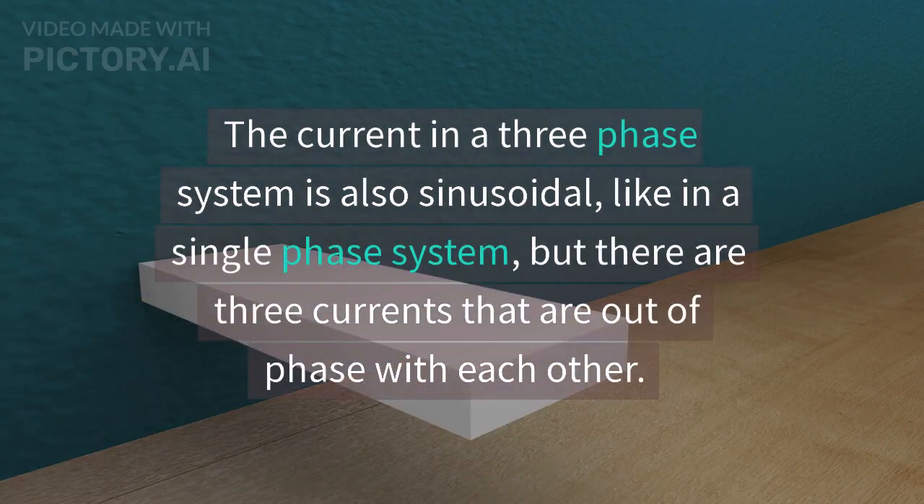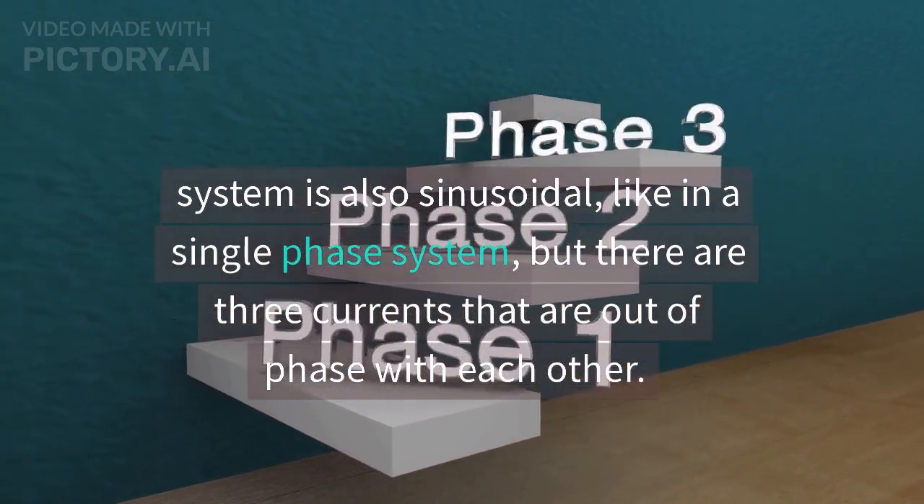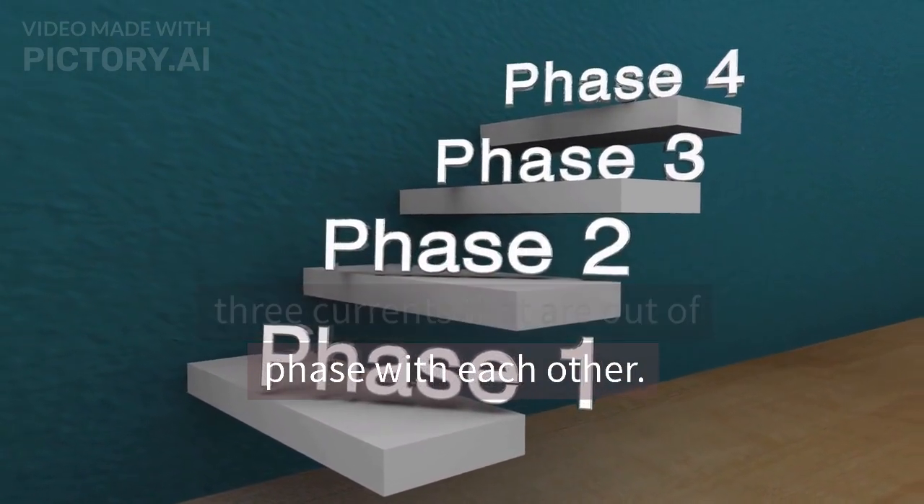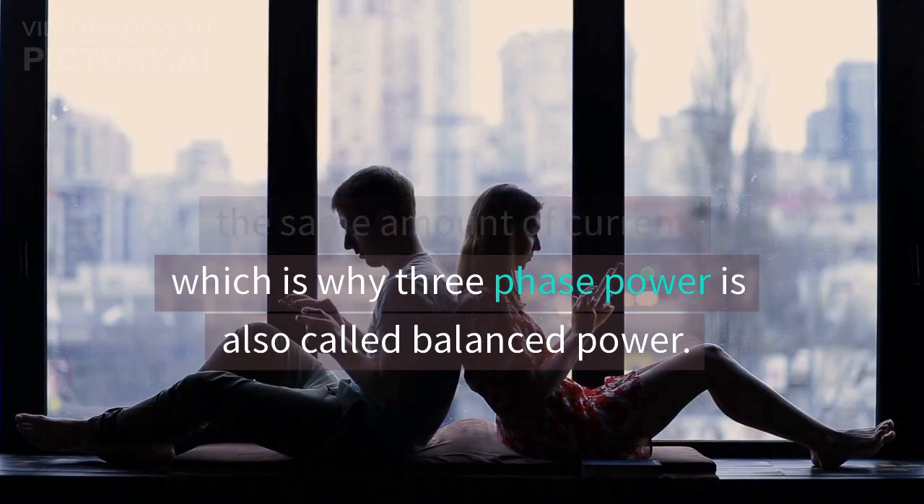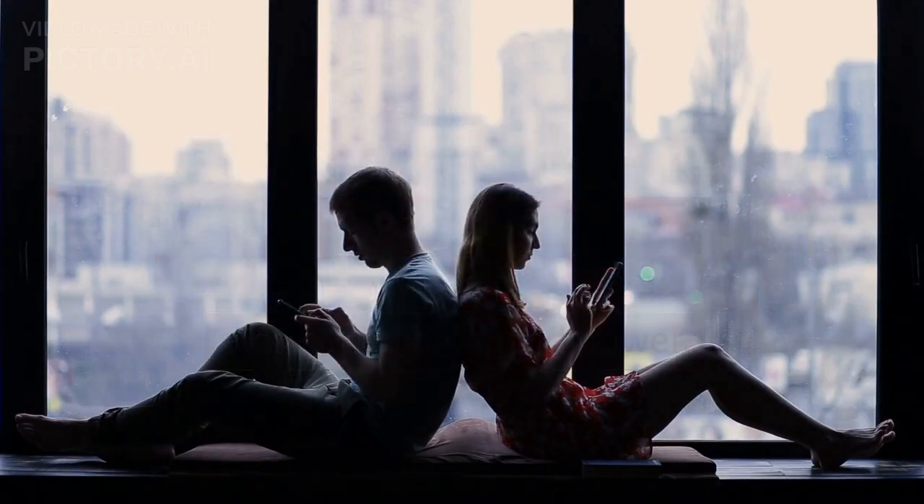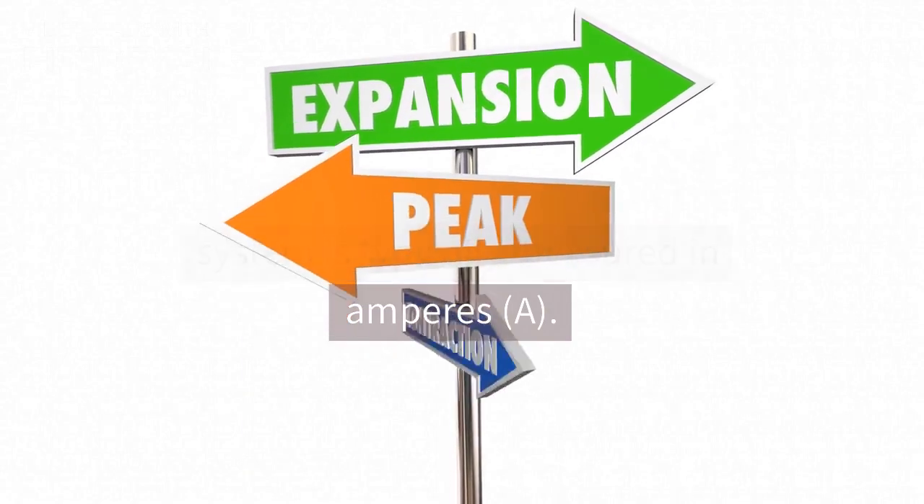The current in a three-phase system is also sinusoidal, like in a single-phase system, but there are three currents that are out of phase with each other. Each of the three phases carries the same amount of current, which is why three-phase power is also called balanced power. The current in a three-phase system is typically measured in amperes, A.